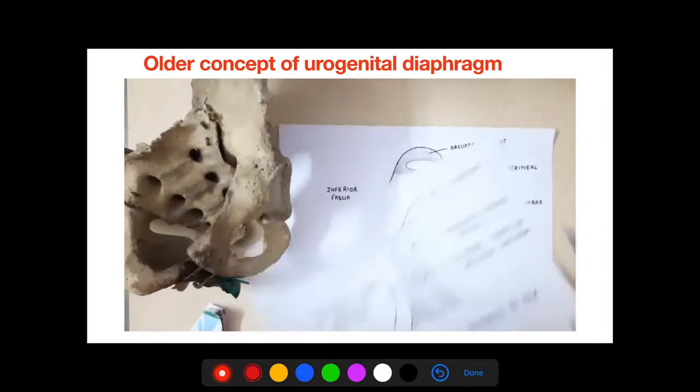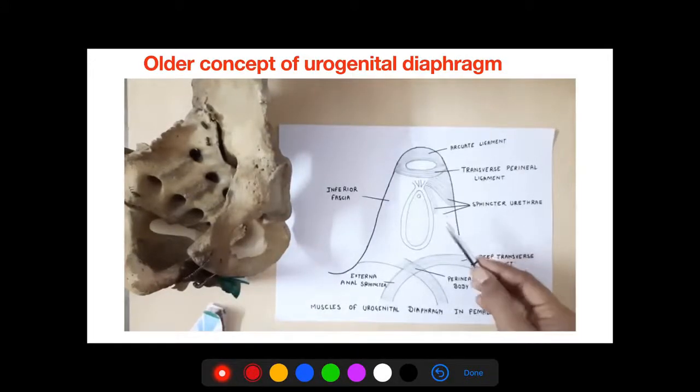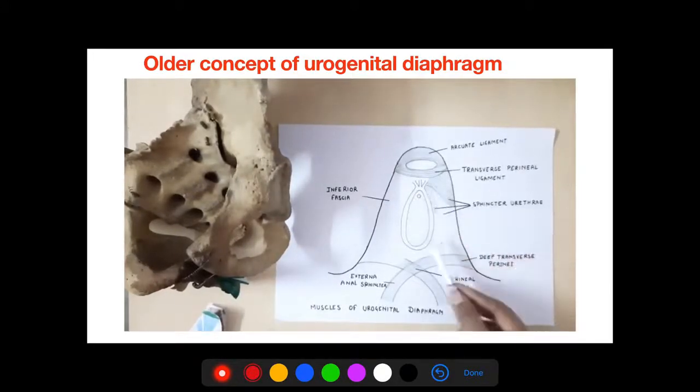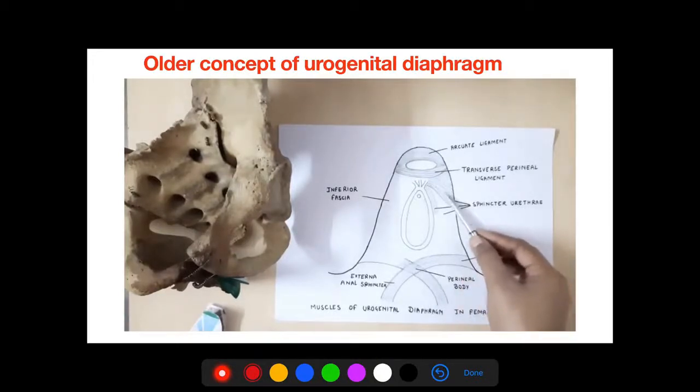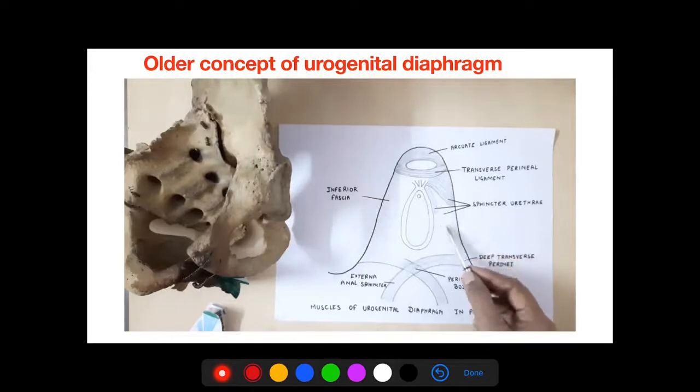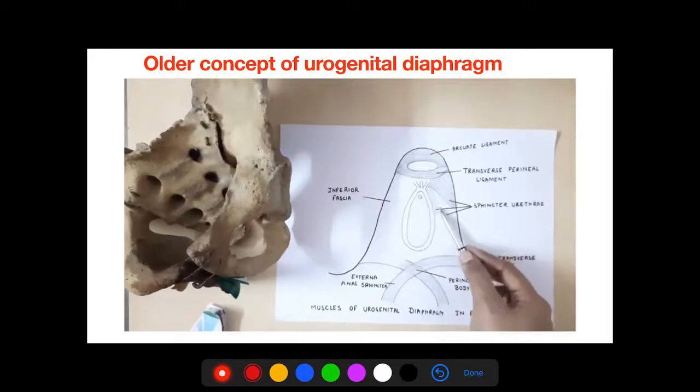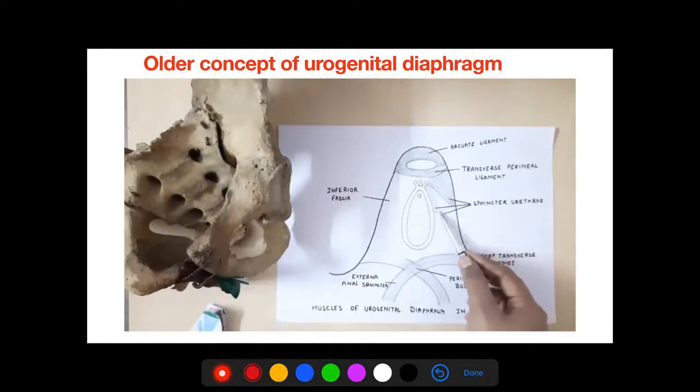Now in the next diagram, this is the musculature in female. These are external fibers and these are internal fibers, and this muscle acts as a constrictor of urethra. And in female this sphincter urethrae muscle is innervated by the second, third and fourth sacral nerves by way of the perineal branch of the pudendal nerve.